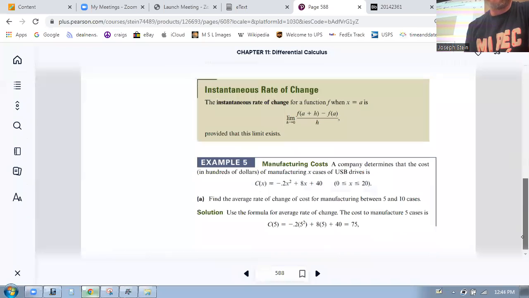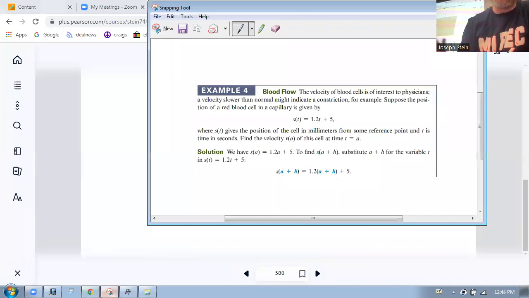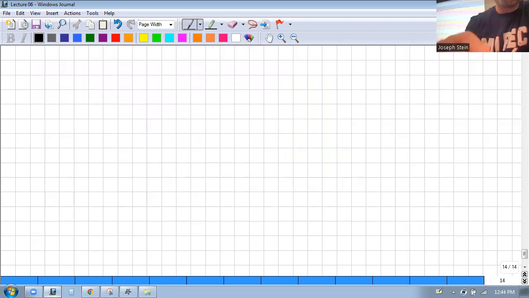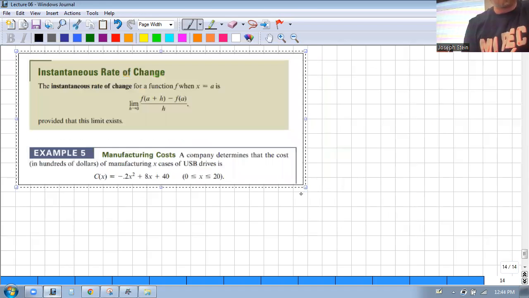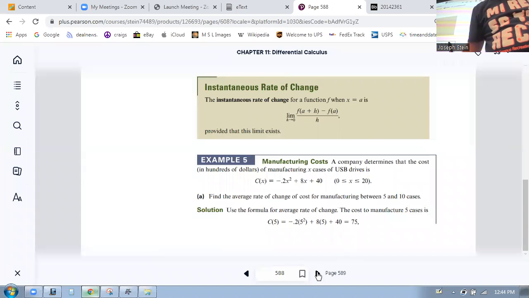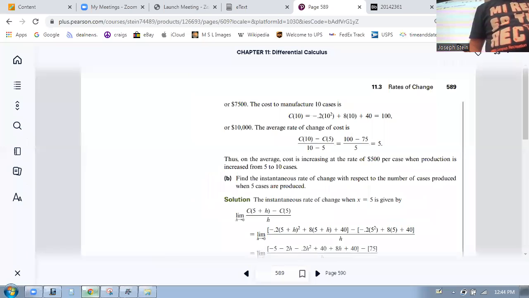Okay, instantaneous rates of change. All right, here's just another example. So here's the formula, instantaneous rate of change. It tells you the rate of change at instant a, okay? And this is just another example of doing the same thing. So just plug it into the formula, then you get your answer. And the hardest part is probably going to be the algebra.